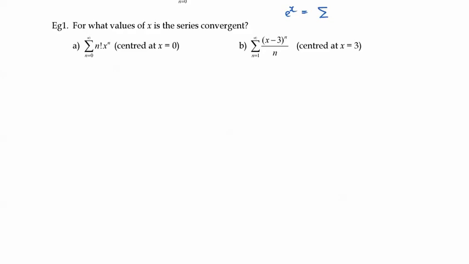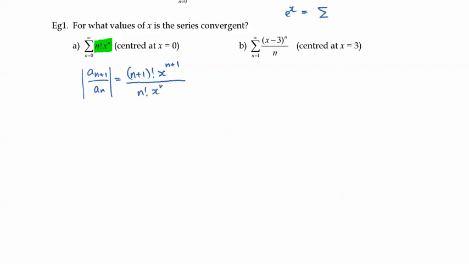So in order to set it up with the ratio test, I need to look for the ratio between the n plus 1 term compared to the nth term. And looking at the series itself, when the term is n plus 1, I will have n plus 1 factorial times x to the power of n plus 1. This is the n plus 1 term. And find the ratio between this and the nth term.